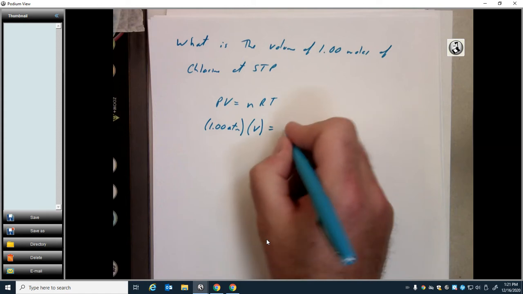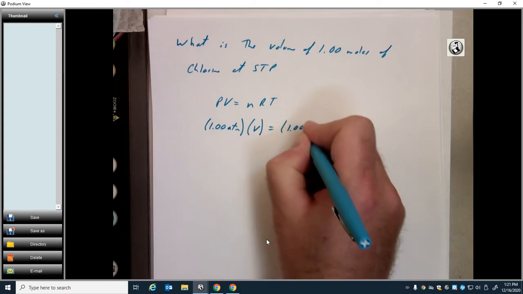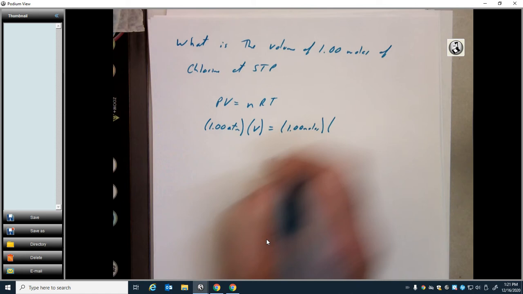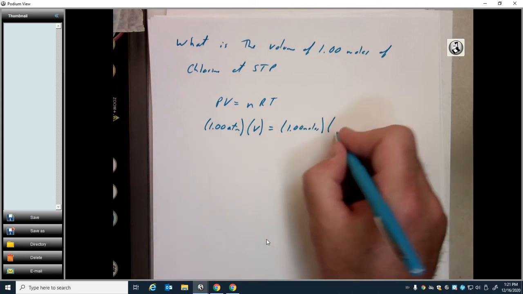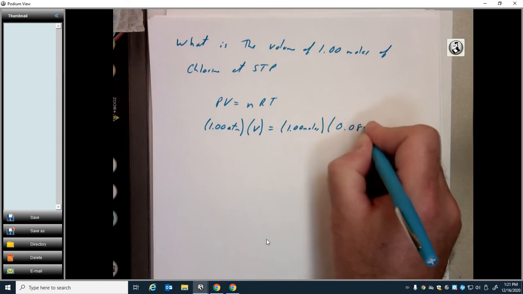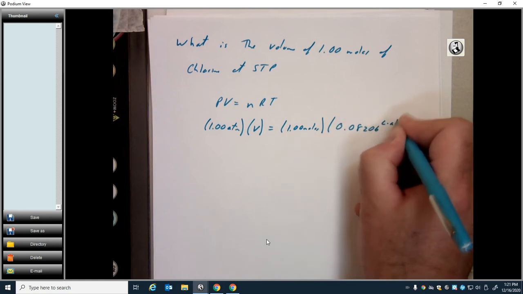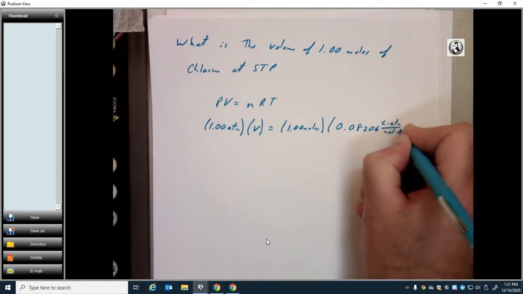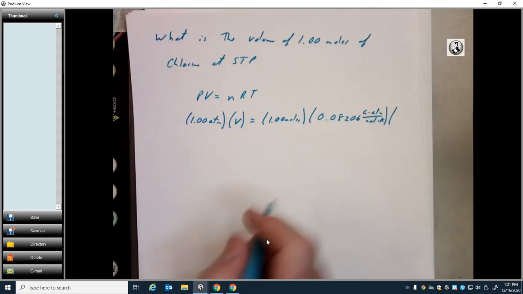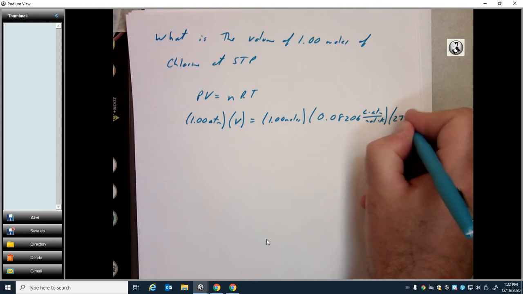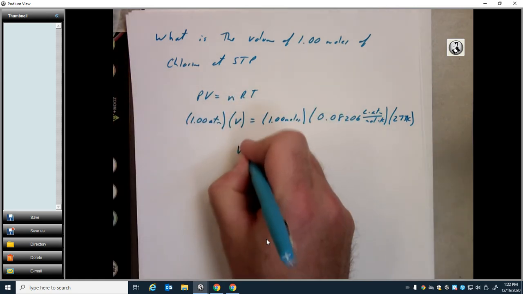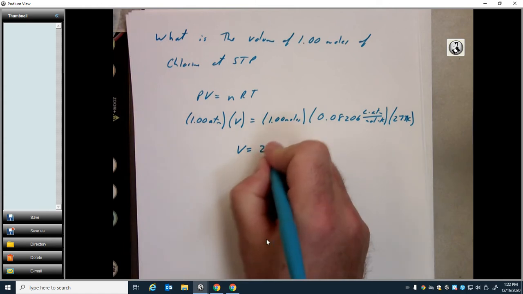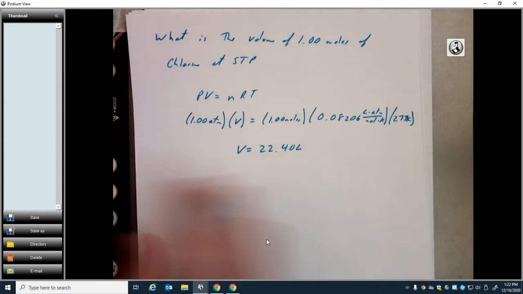We have 1.00 moles of the gas. I picked atmospheres, so I have to pick the corresponding gas constant, which is 0.08206 liter atmospheres per mole Kelvin. And we have to be in Kelvin. The standard temperature is 273 K. So when we do this whole thing, you should come up with a number that you recognize. Our volume would be 22.40 liters.